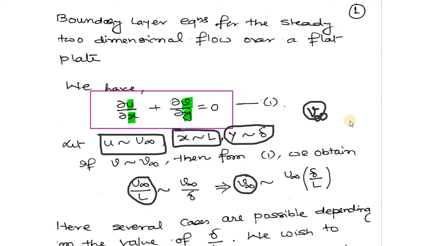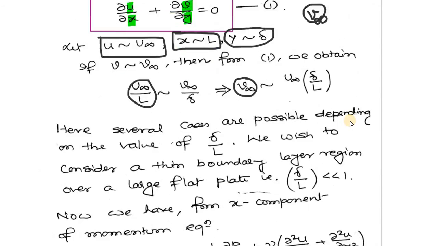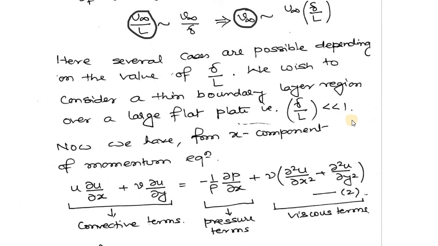I told you in the last class that the boundary layer equations are nothing but an approximated version of the Navier-Stokes equation. So for this type of problem, we are starting with the x component of the Navier-Stokes equation. So the x component of the Navier-Stokes equation is u del u del x plus v del u del y equal to minus 1 by rho del P del x plus nu times del square u del x square plus del square u del y square. Okay, because the flow is steady, we have not considered the time dependent term. If you can recall, these are the convective acceleration terms, this is the pressure term, and these are the viscous terms.